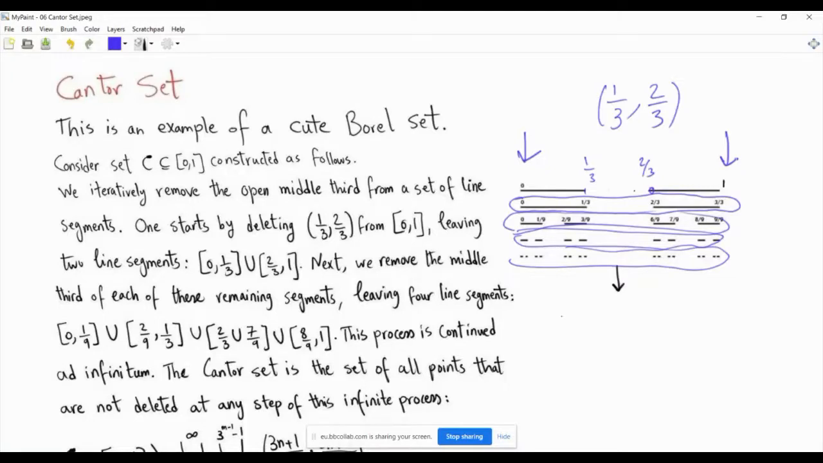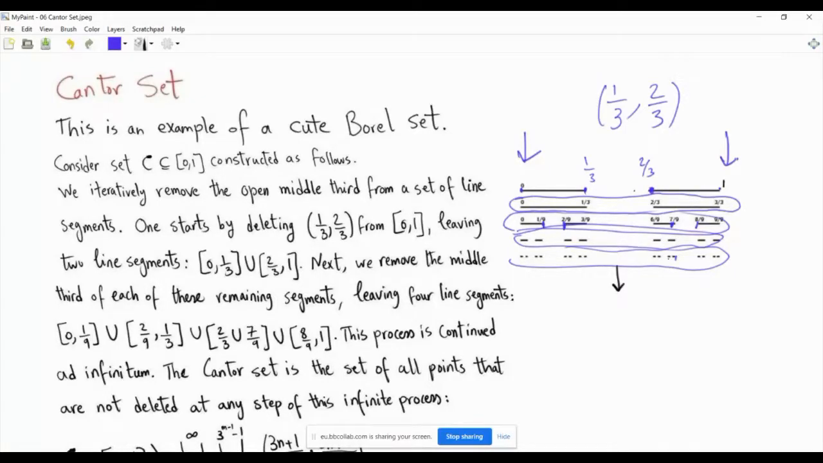And one thing you may ask, well, maybe we are left with nothing in the end. The answer is no. You can show that the endpoints are always with you. They will never go away. So 0 will always be with you. 1, 1/3, 2/3, 1/9, 2/9, 7/9, and so on. All endpoints will never be eliminated. So the Cantor set is definitely not an empty set.